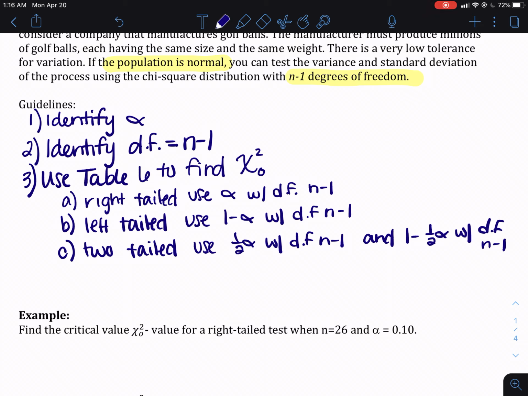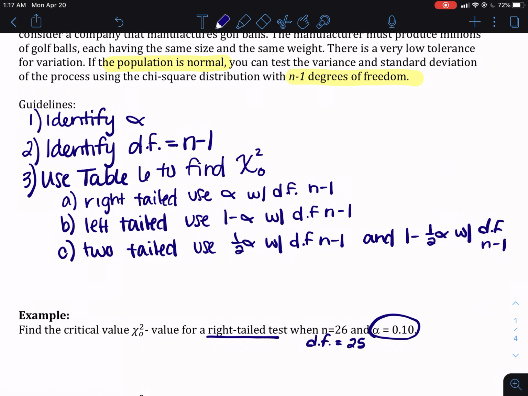So if we look at this example, find the critical chi-squared value for a right-tailed test when n equals 26 and alpha equals 0.1. Since it's right-tailed, we know we're just going to use the alpha that's given, and then n equals 26 means that our degrees of freedom equals 25.